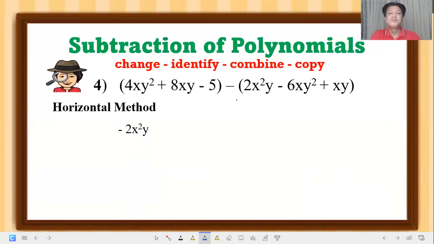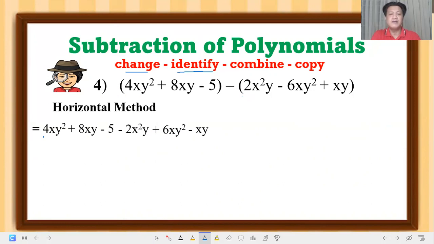We have this, negative 2x squared y. Okay, ito, nag-change na tayo. And we also have the positive or plus 6xy squared and minus xy. Okay, yung first number natin, we call that minuend, just copy or i-bring down lang natin. And then we're done with the change, proceed to identify like terms.